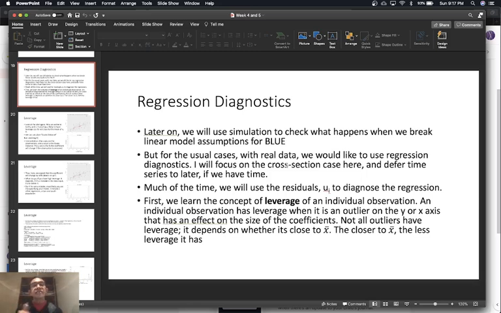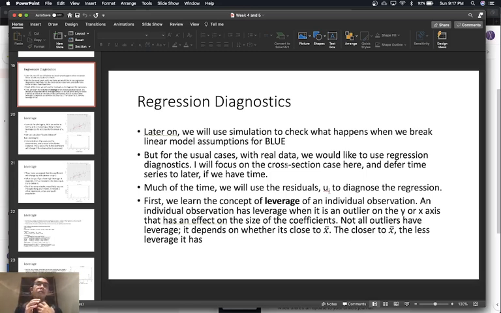But for the usual cases with real data, we would like to use regression diagnostics to check if we have certain problems with the regression. And if there are these problems, then maybe we can think of ways to solve them. I'll focus on the cross-section case here and defer time series to later if we have time. Much of the time, we'll use the residuals U to diagnose the regression.